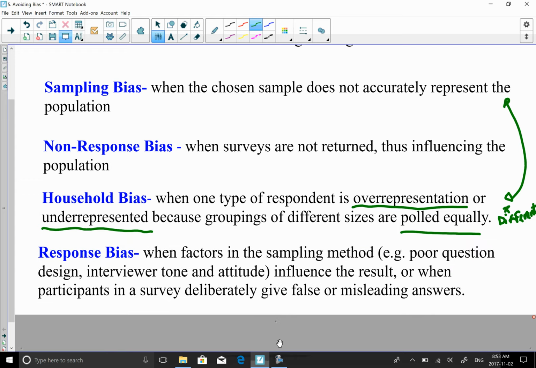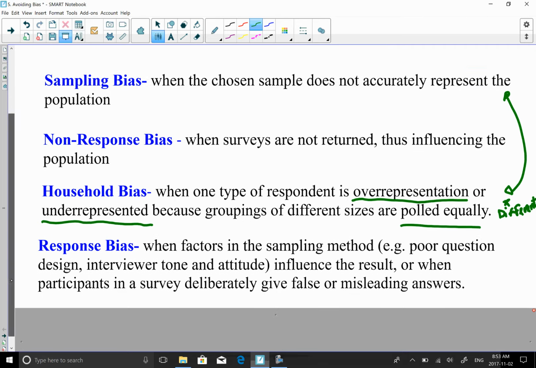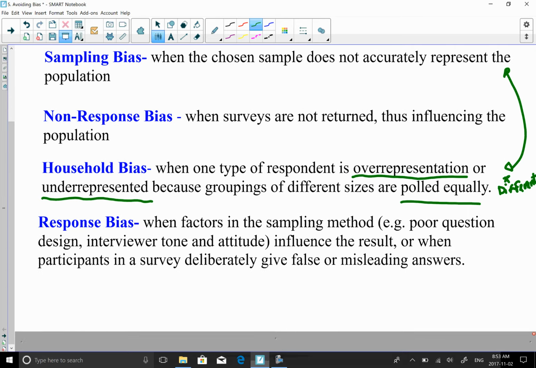And then there's what's called response bias. This is when factors in the sampling method, for example poor questioning, design, interview tone, and attitude, influence the results, or when a participant in a survey deliberately gives false or misleading answers. So that's where the surveyor or the questions are kind of trying to guide you or persuade you to answer a certain way. Or if someone's interviewing you, they're giving you a tone that makes you feel pressure to answer a certain way, or they're trying to persuade you. So that's called response bias.